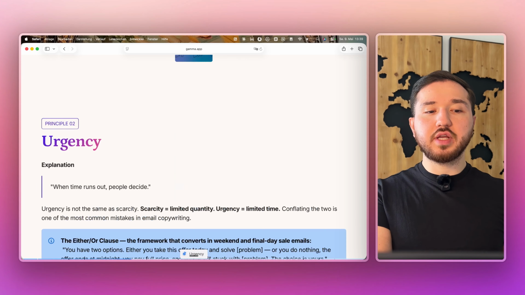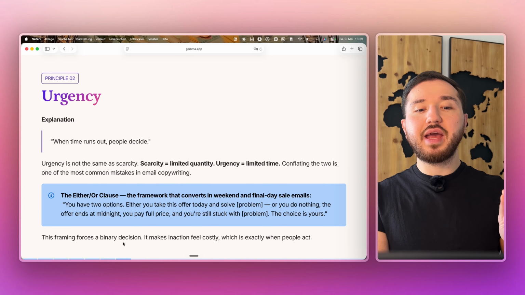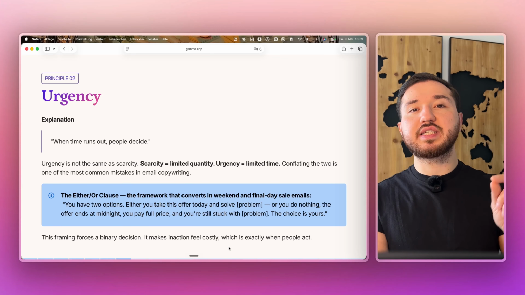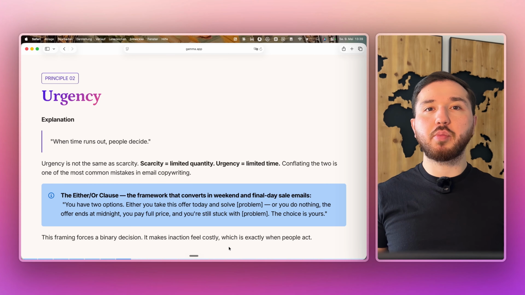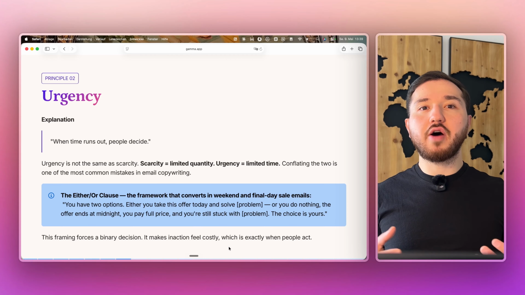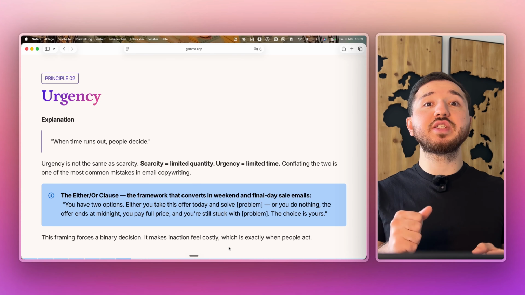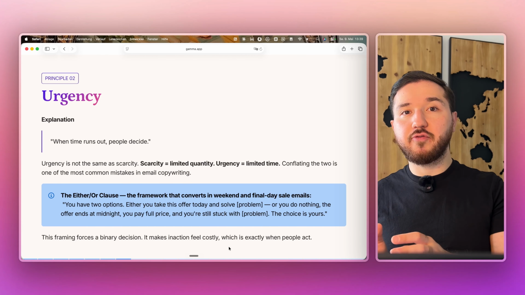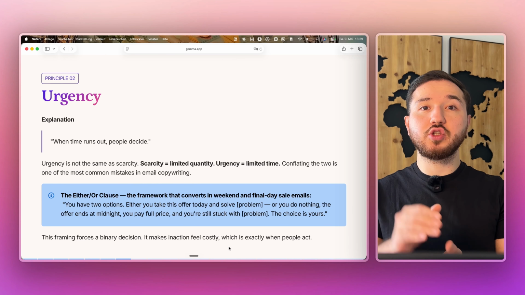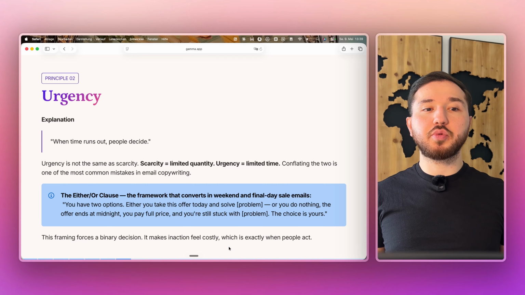And the reason it works is because this framing forces a binary decision. It makes an action feel costly, which is exactly when people act. So use urgency, especially when you have promotions or limited offers in general, because it will give people a reason to act now. You don't want to just convince them of buying from you. You want to give them a reason to act now and buy from your brand. And urgency is one of the most effective principles you can use.